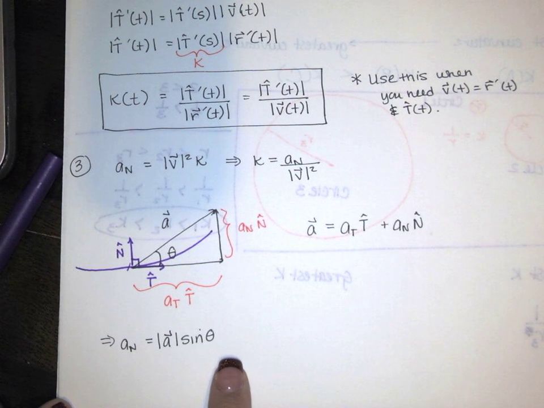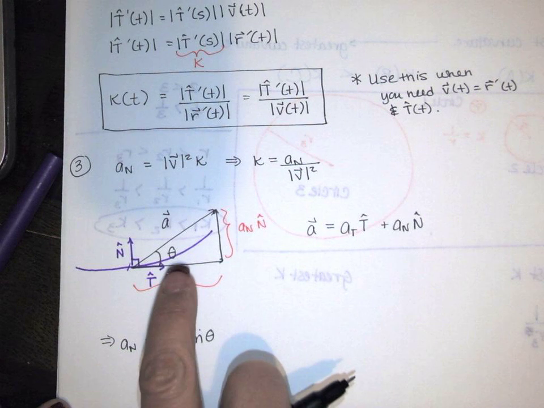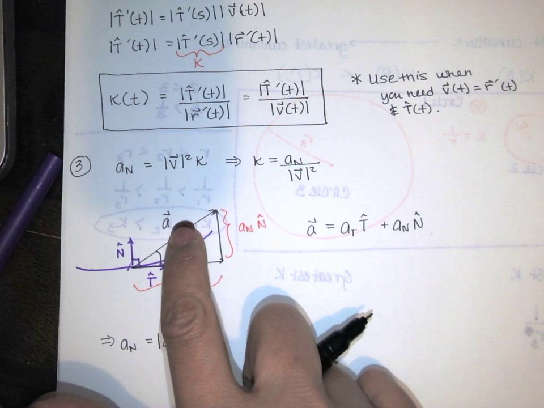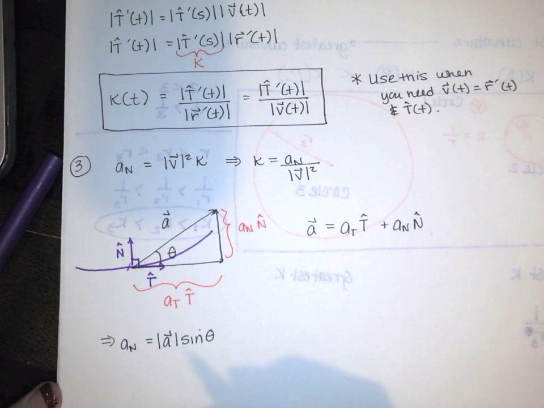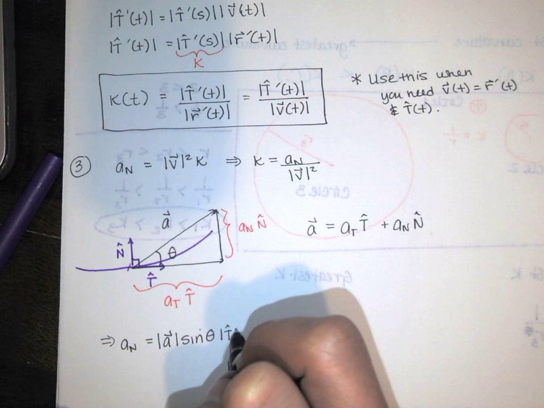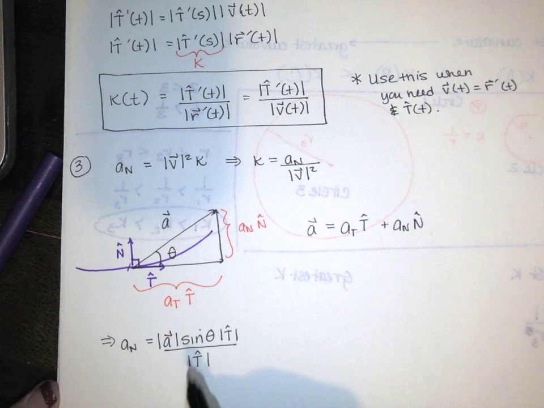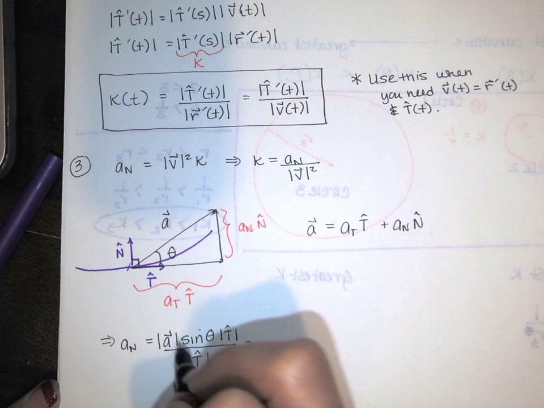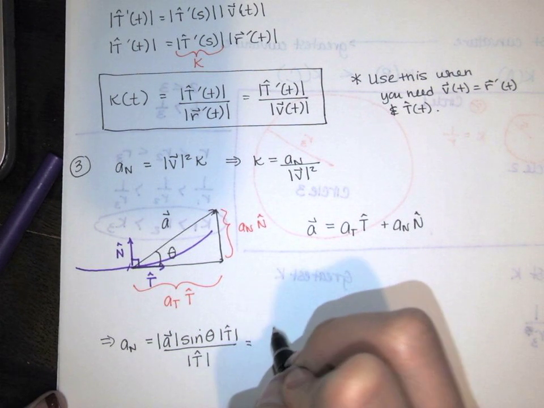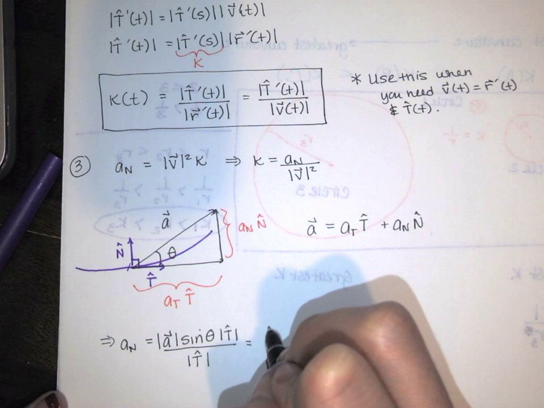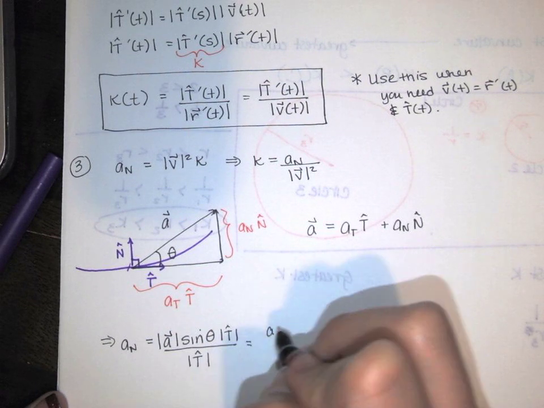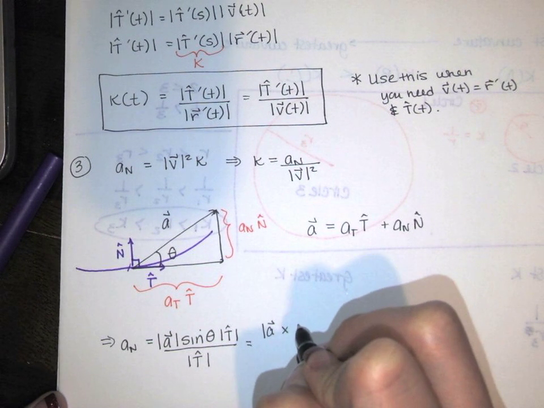Well, we can use that here. This is the angle between the acceleration vector and the unit tangent. So I'm going to multiply by the unit tangent and divide by the length of the unit tangent. But the length of the unit tangent is 1. So in the numerator, I just have the magnitude of the cross product of A with the unit tangent.